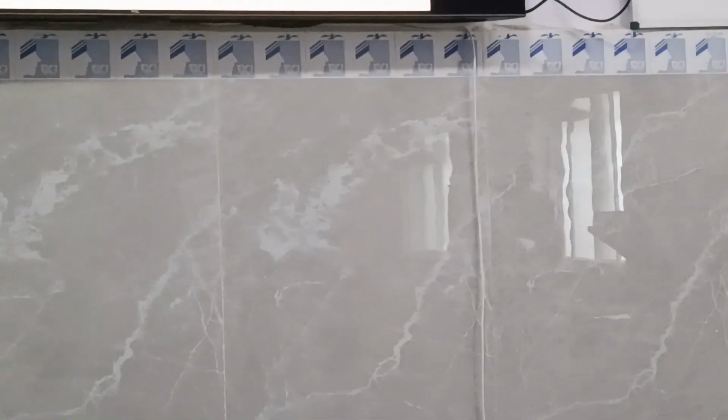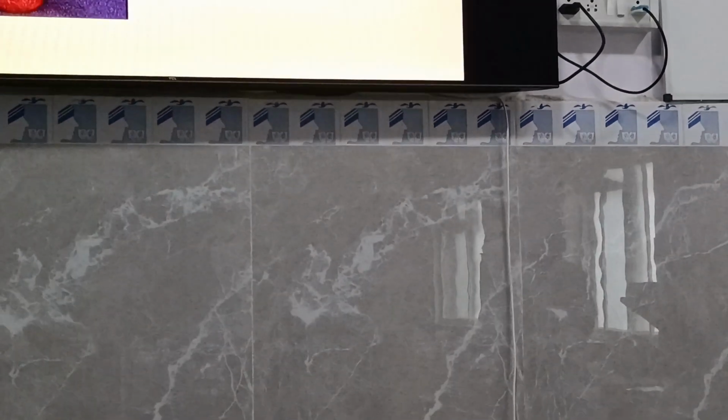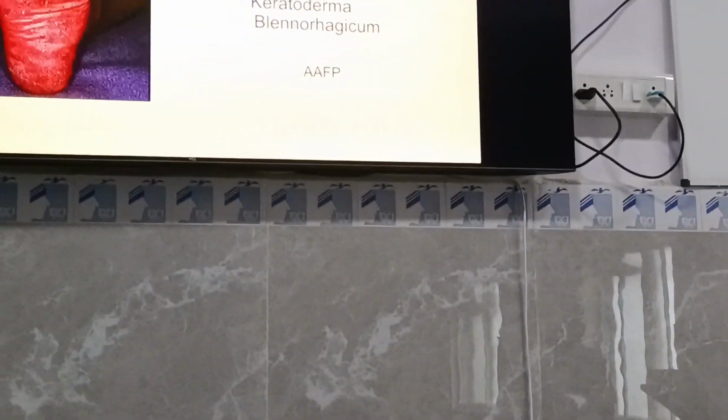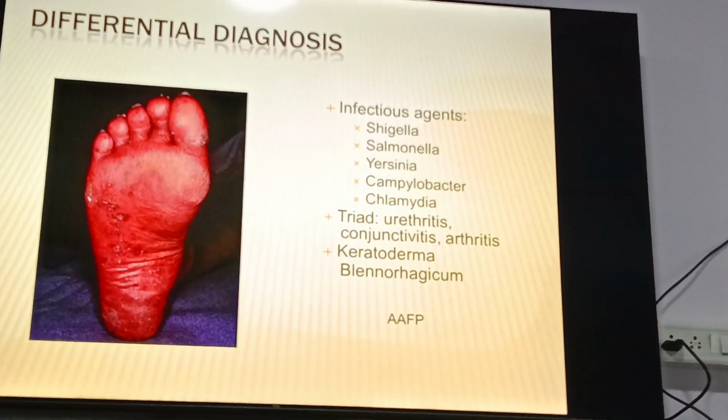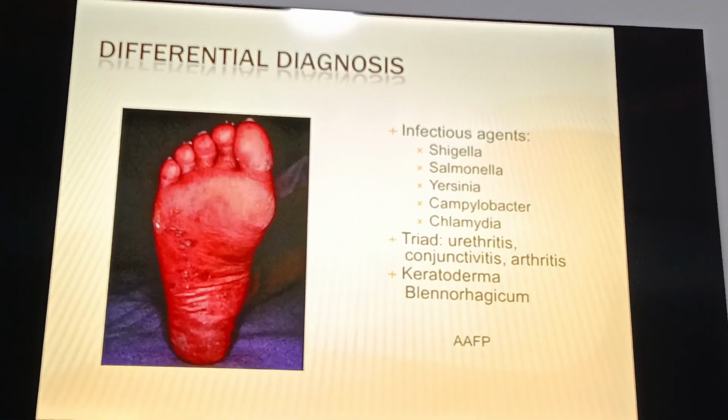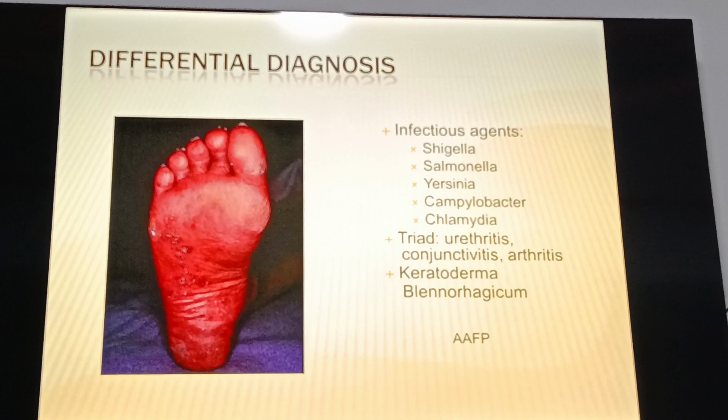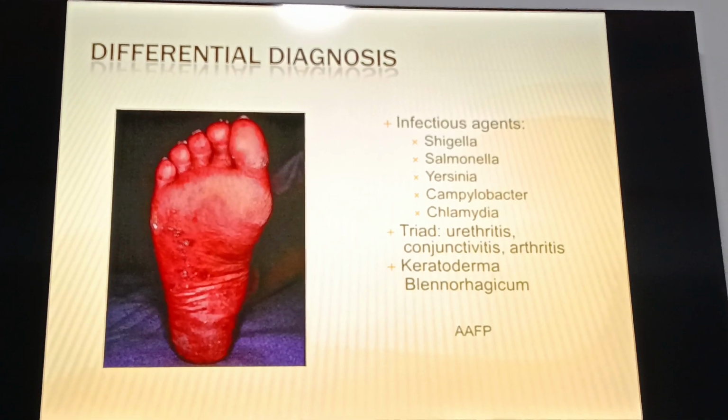See here, I told you about the soles of the feet. See here the pitting. Infectious agents: Shigella, Salmonella, Yersinia, Campylobacter, Chlamydia. The triad: urethritis, conjunctivitis, arthritis, keratoderma blennorrhagicum. So these are the different Reiter's, Behcet's, etc.